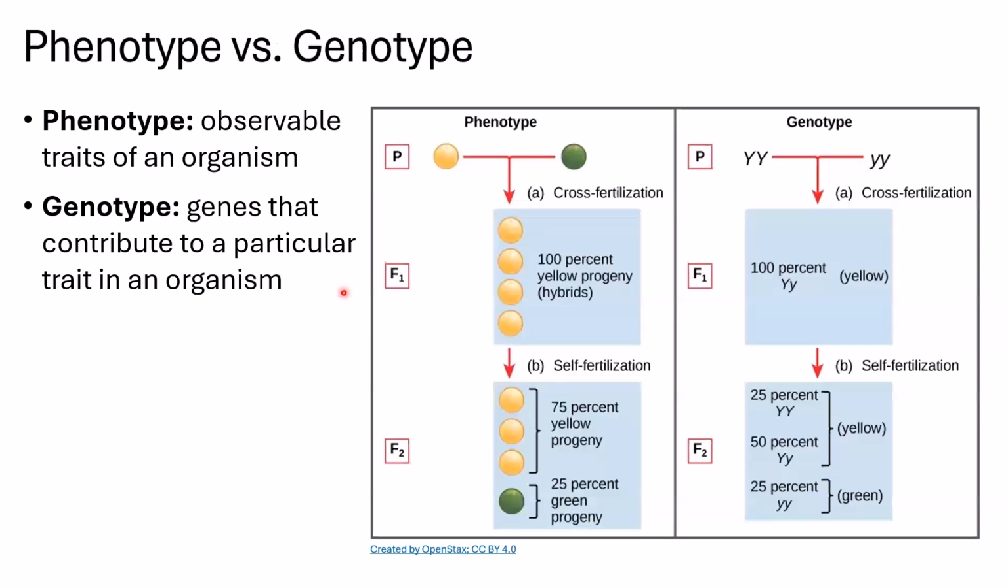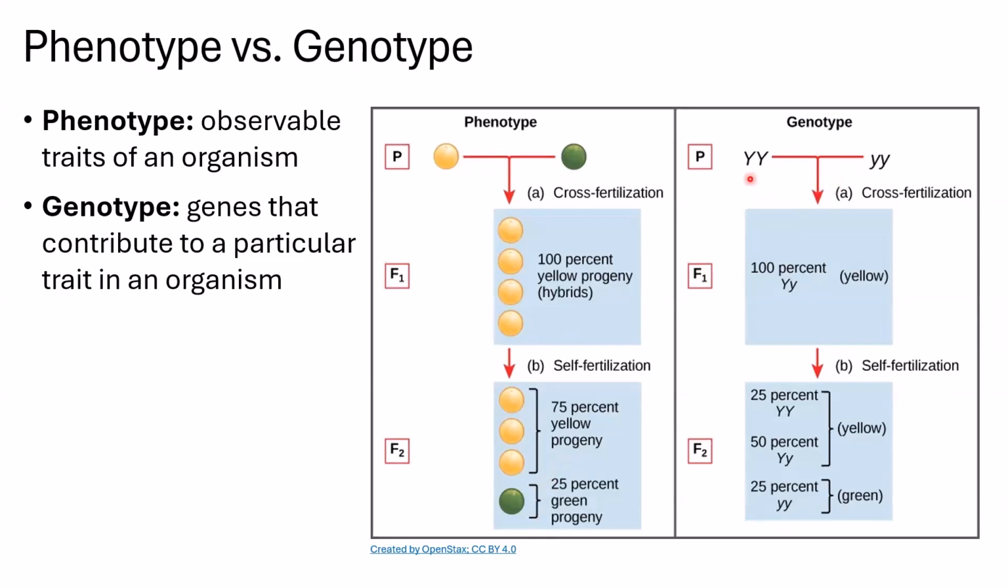In this example, we see that a yellow color is dominant to green because crossing a plant with yellow seeds to one with green seeds produces offspring that all have yellow seeds. We then see in the next generation that about 75% have yellow seeds and 25% have green seeds. However, what's happening at the gene level is a little different.